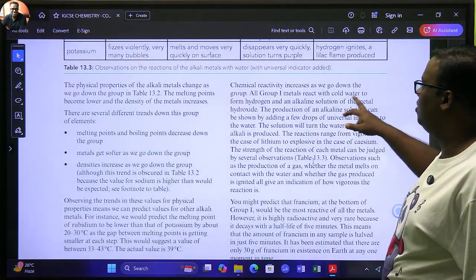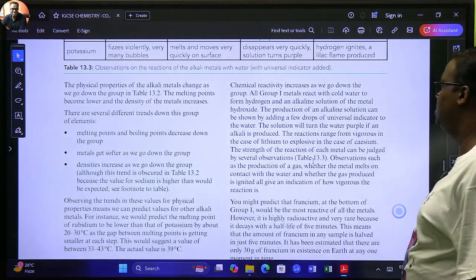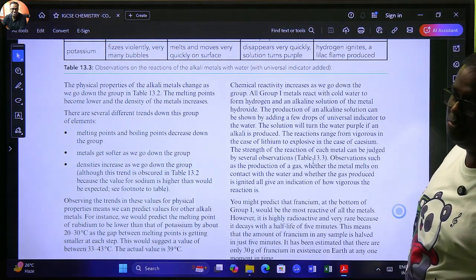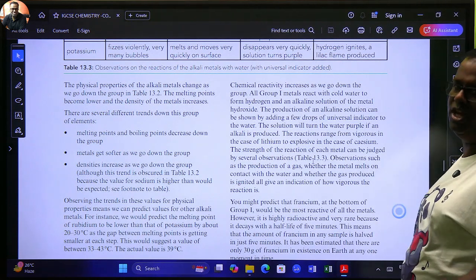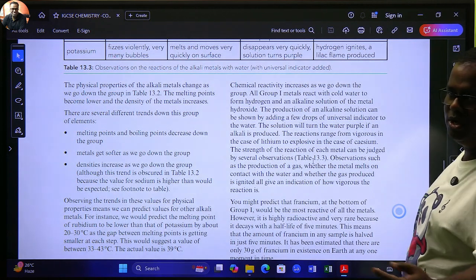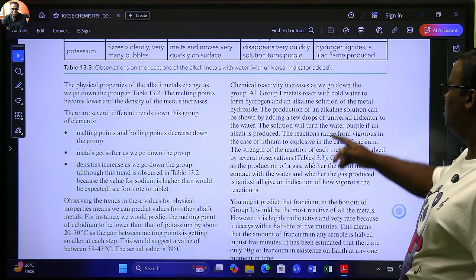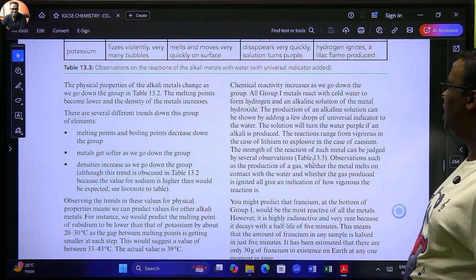They will always react with cold water to form hydrogen and an alkaline solution of the metal hydroxide. Alkaline solution of the metal hydroxide. Metal hydroxide means MOH: NaOH, LiOH, KOH. For you, important is NaOH and KOH. Production of an alkaline solution can be shown by adding a few drops.